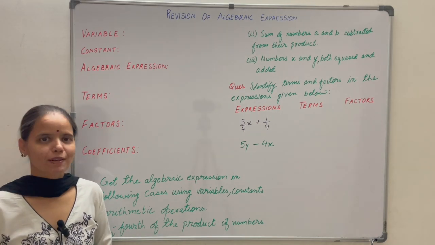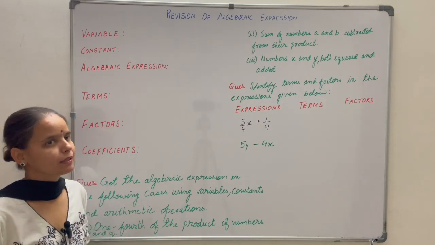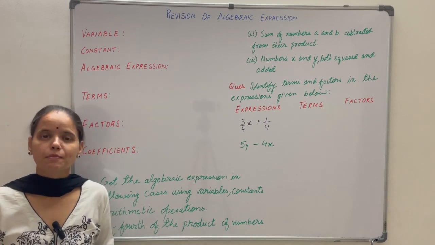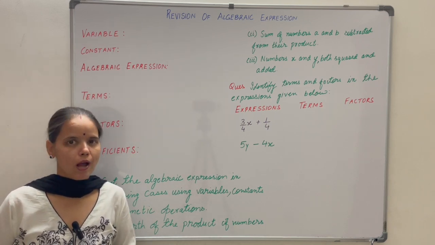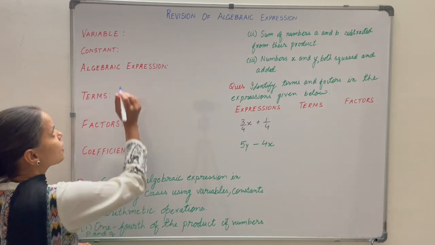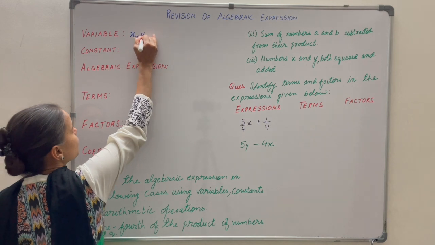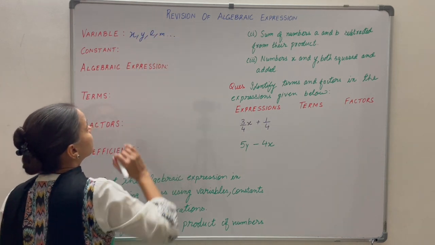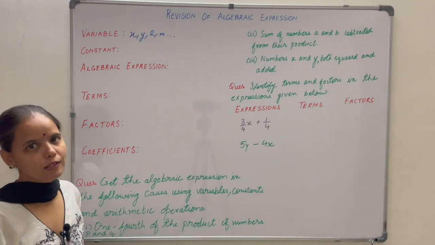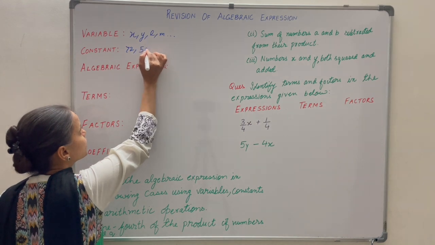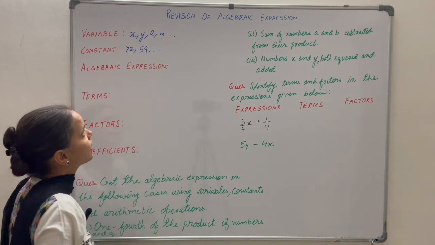Revision of algebraic expression. Variable. As the name suggests, something that keeps changing. Variable can take up different values. It is denoted by the letters of English alphabets, for example, x, y, l, m, and so on. Constant, its value is fixed. For example, 72, 59, and so on.